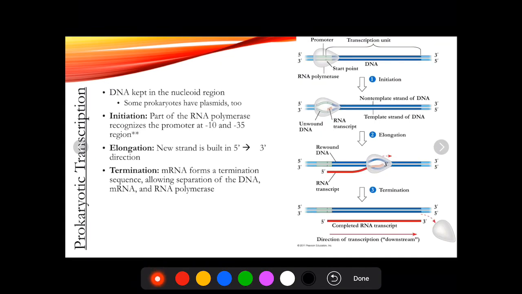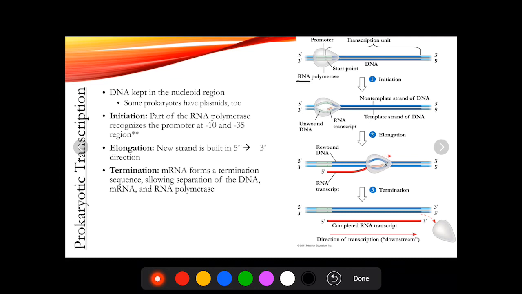Okay, so let's review quickly prokaryotic transcription, and this is the part where I give you a big, ginormous apology. When we went over prokaryotes, I had mentioned transcription factors. No, I was mega wrong, and I apologize. There are not transcription factors for prokaryotic cells.